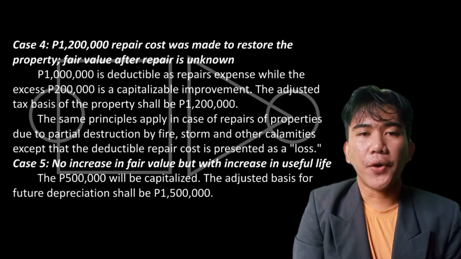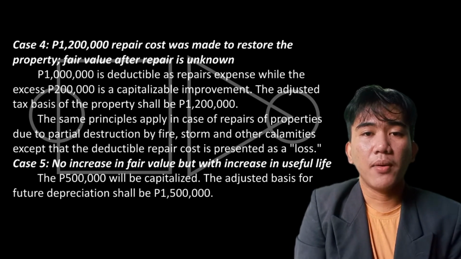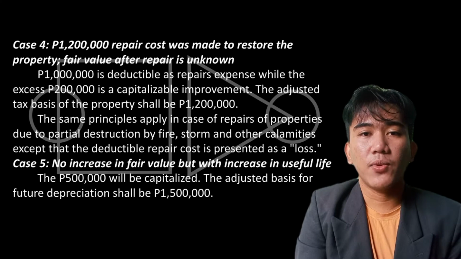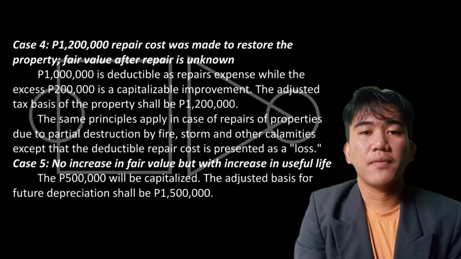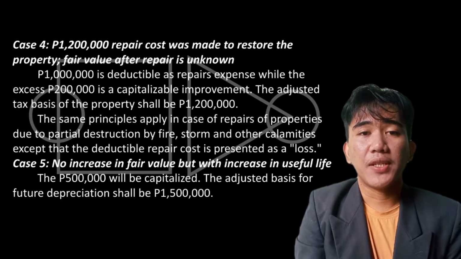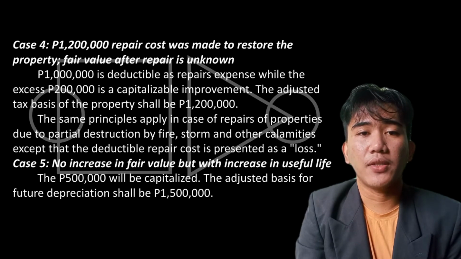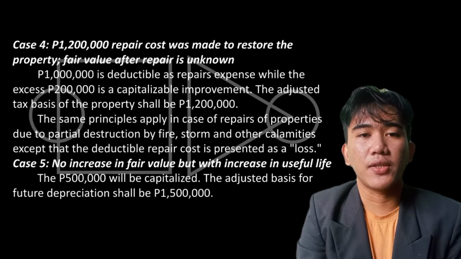In case number 4, a 1,200,000 repair cost was made to restore the property. Fair value after repair is unknown. 1 million pesos is deductible as repairs expense while the excess 200,000 is capitalizable improvement. The adjusted tax basis of the property shall be 1,200,000 pesos. Also, the same principles apply in case of repairs of properties due to partial destruction by fire, storm, and other calamities, except that the deductible repair cost is presented as a loss.